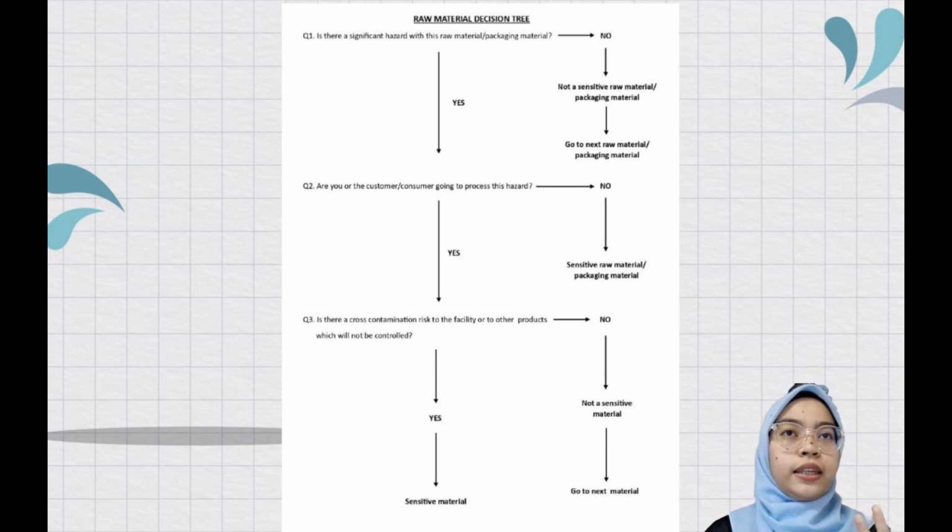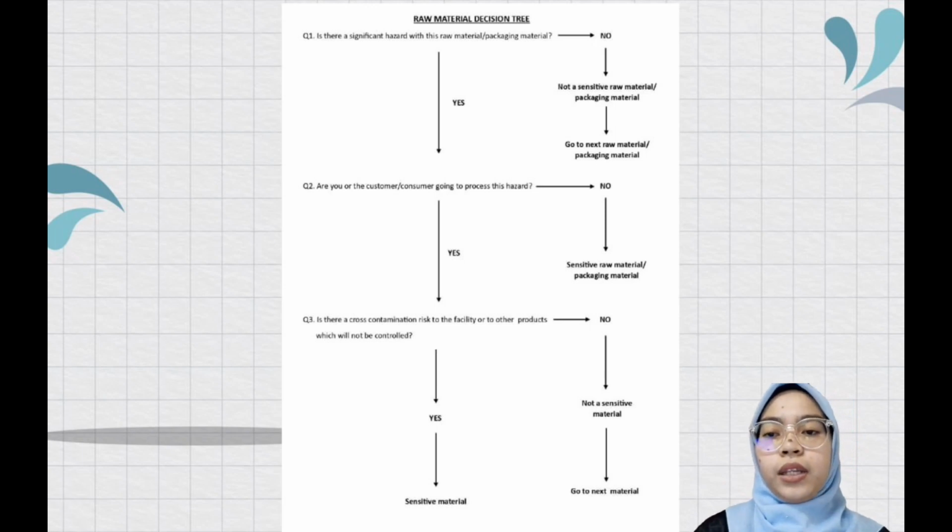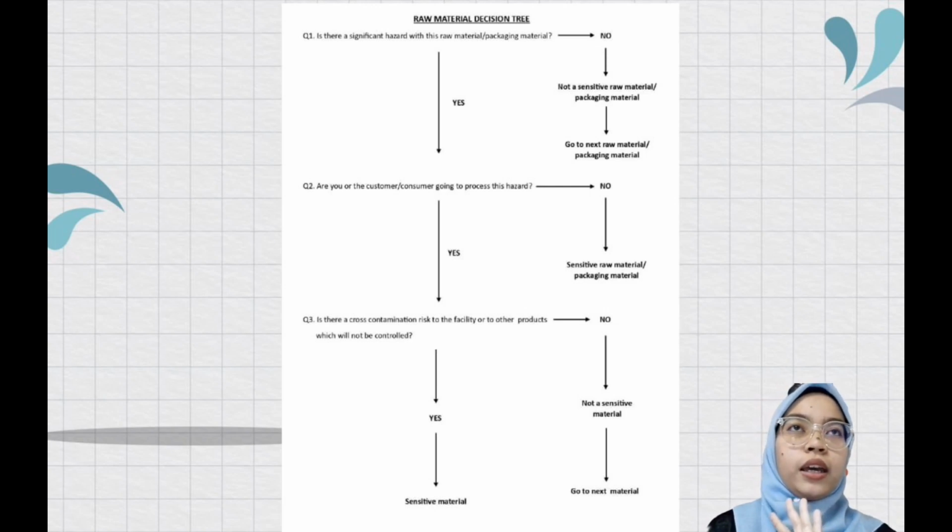After we decided yes, we move to the second question, which asks: are you or the customer or consumer going to process this hazard? We say yes, and then it moves to the third question: is there a cross-contamination risk to the facility or to other products which will not be controlled? We answered no, because there will be no effect on other products, because this hazard can actually be controlled by us.